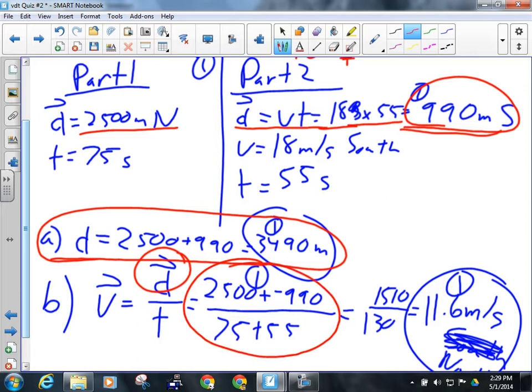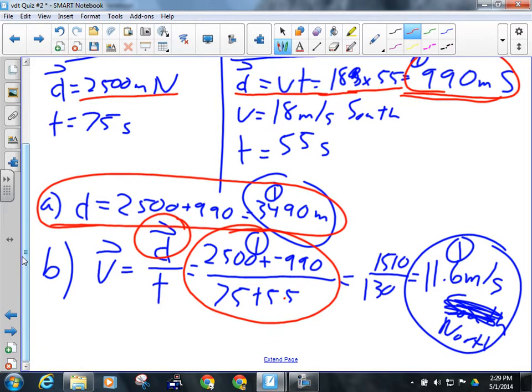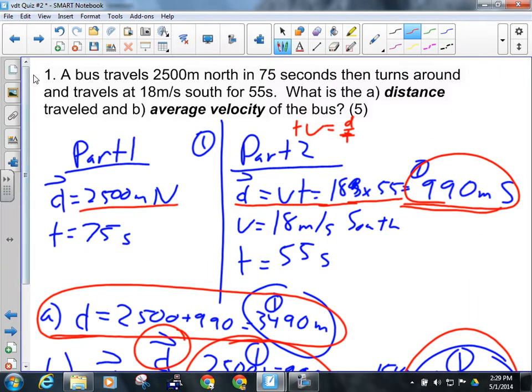If they showed that these were opposite direction and they added the times together, it should come out to 1510 over 130, which, when you do that operation, ends up at 11.6 meters per second north. They must have the north on there to get it right. If they don't, it's not a velocity. It's a speed, even if the number's right. Everybody with me there? All right. Questions on that one? So that one, guys, was out of 5.